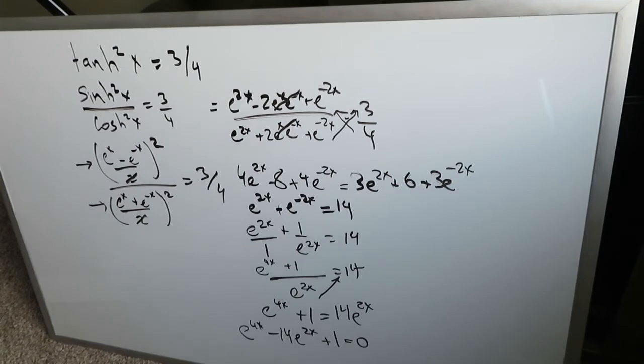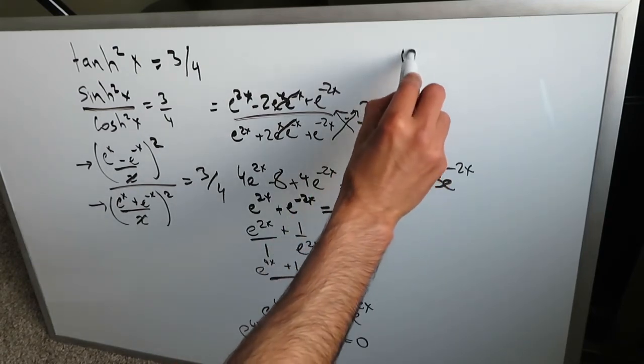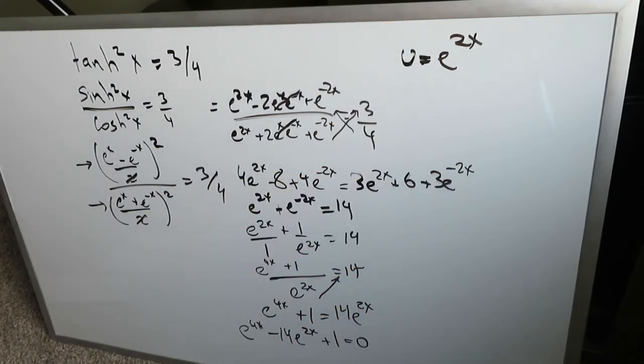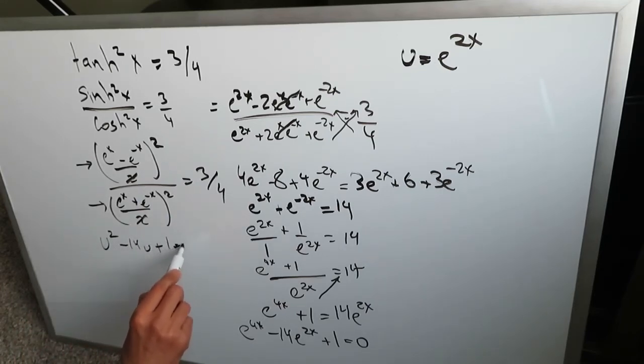A substitution is needed over here. This right here is my substitution. u will equal e to the 2x. Not e to the x, but e to the 2x. Now let's do our substitution. You get u squared, because e to the 2x times e to the 2x gives you e to the 4x. Therefore, u times u gives you u squared. Minus 14u plus 1 equals 0.